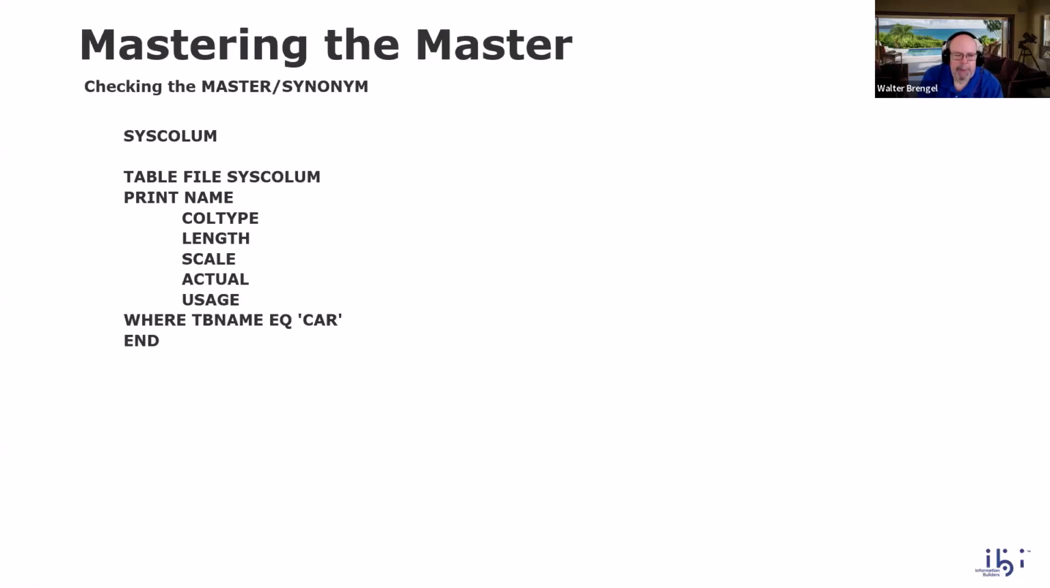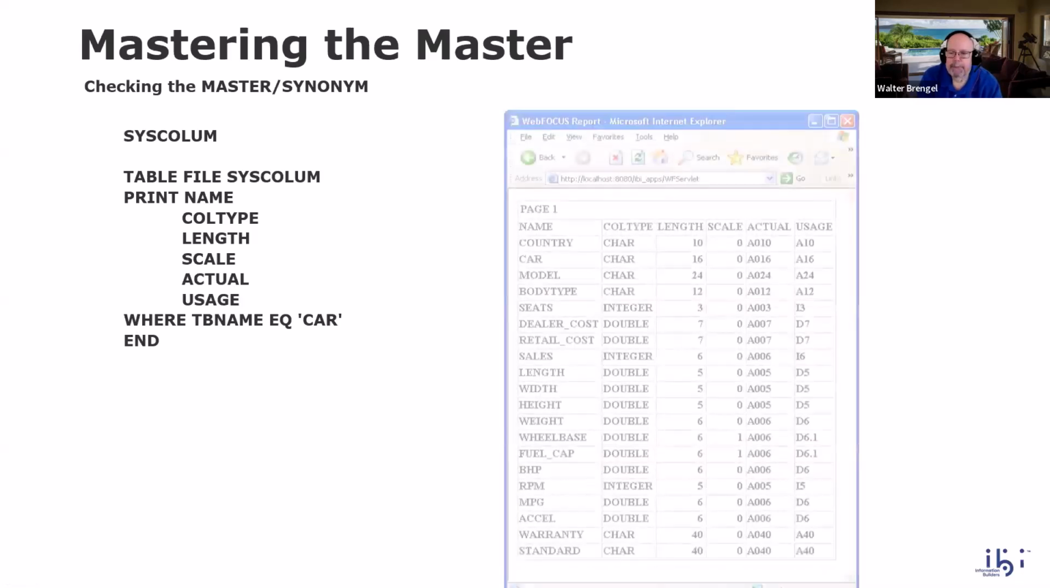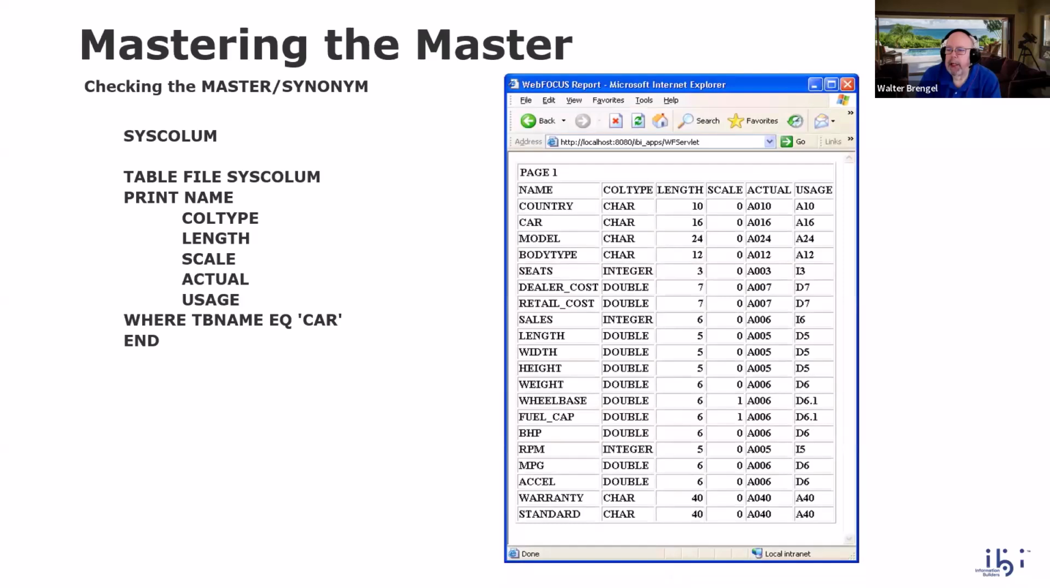And where TB name equals car, I get a report showing country, the column type, the length, actual, and usage. Notice we have scale for the double precision fields that are format D6.1.